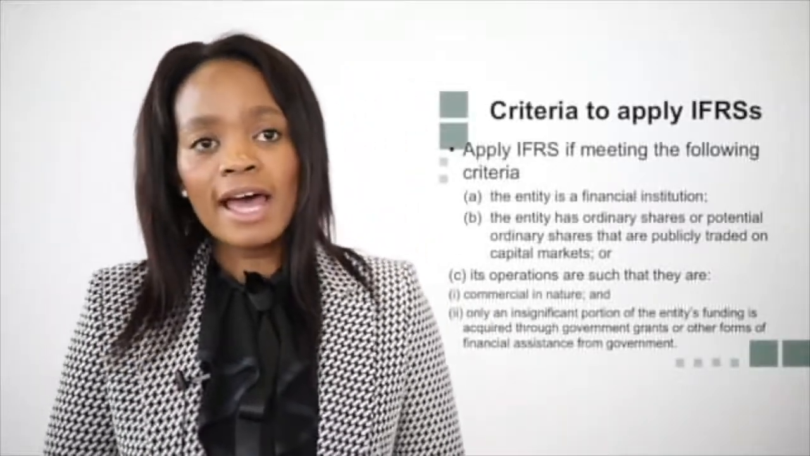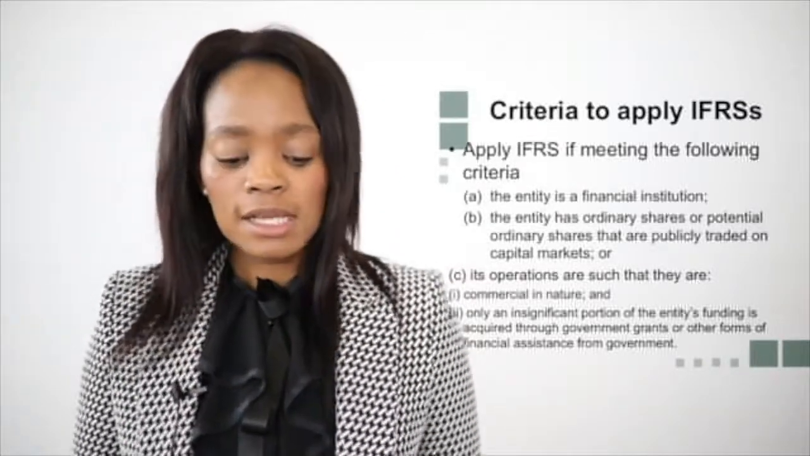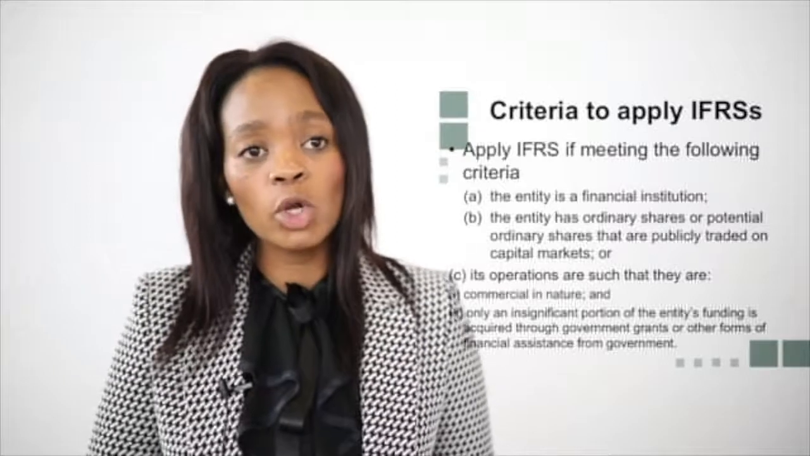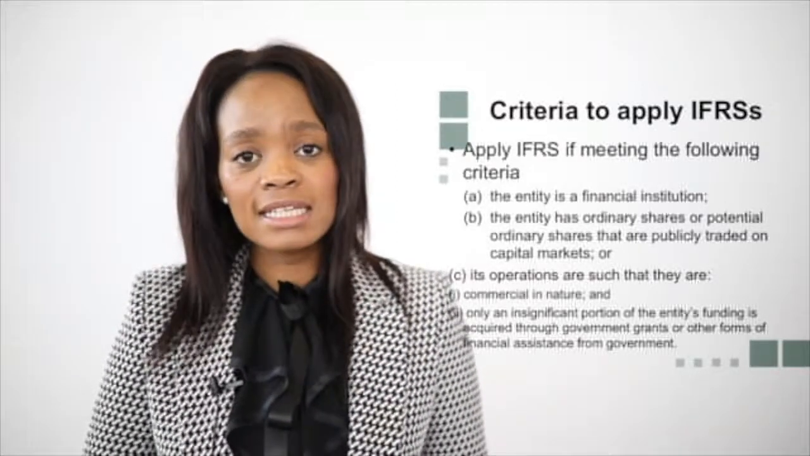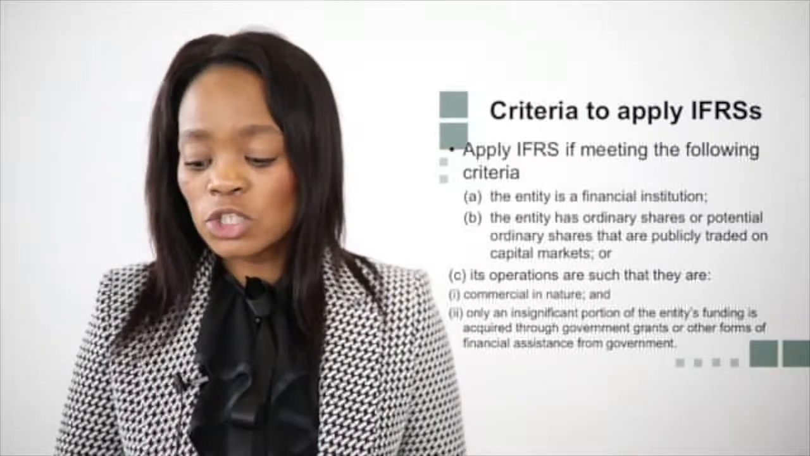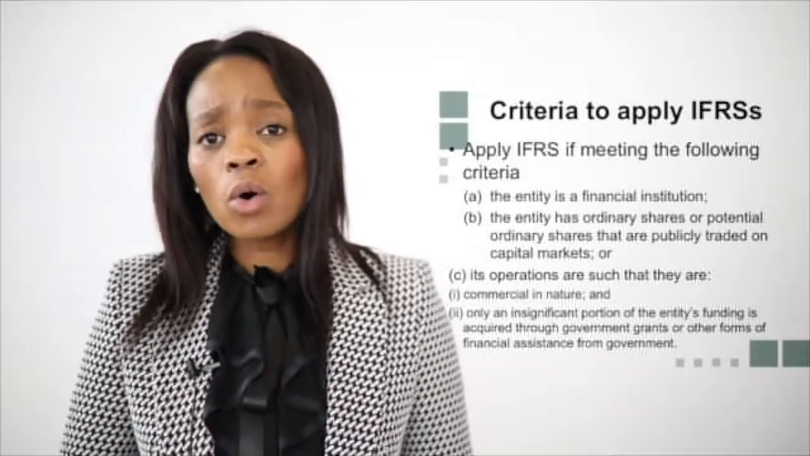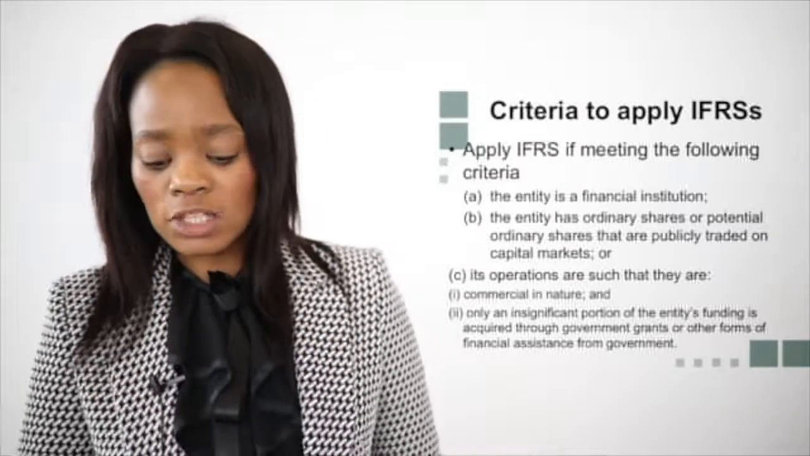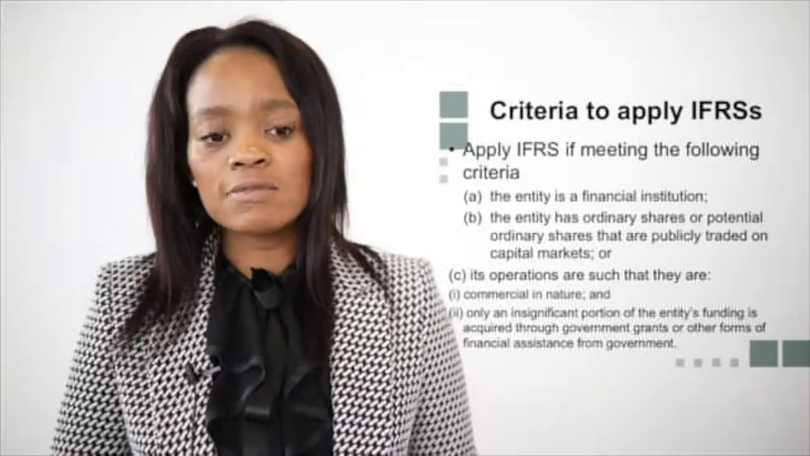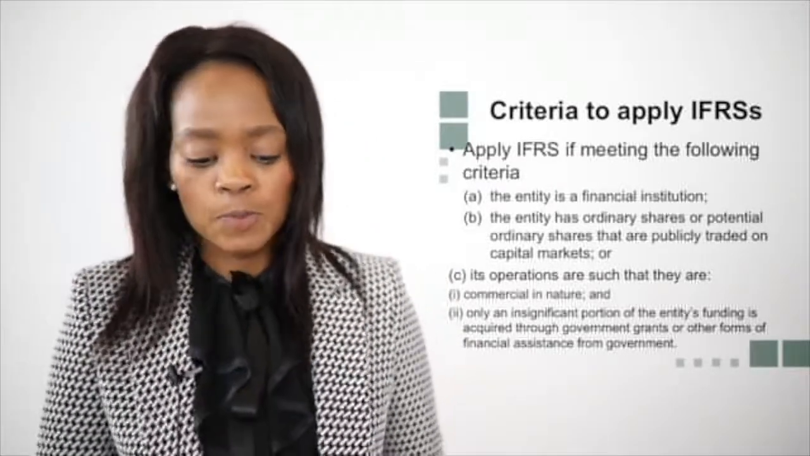The criteria to apply IFRSs is outlined in paragraph 11 of the directive, and it basically touches on three things. An entity can apply IFRSs if it meets the following. A, if that entity is a financial institution. Then we have B, if the entity has ordinary shares or potential ordinary shares that are publicly traded on capital markets. Or C, its operations are such that they are commercial in nature and only an insignificant portion of the entity's funding is acquired through government grants or other forms of financial assistance from government.